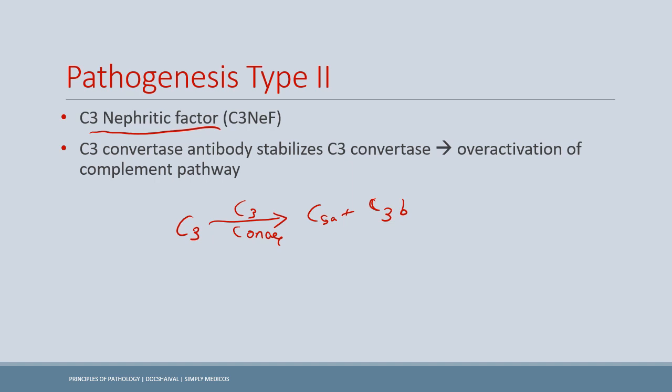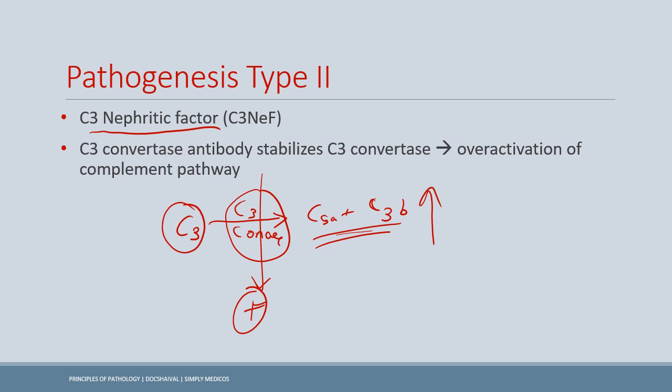Now, the C3 nephritic factor stabilizes the C3 convertase and leads to overactivation. So more C3a and C3b are formed, and the complement pathway is increased. Now, the C3 plasma levels would decrease. So this is one of the diagnostic features, that the C3 levels decrease in the blood.